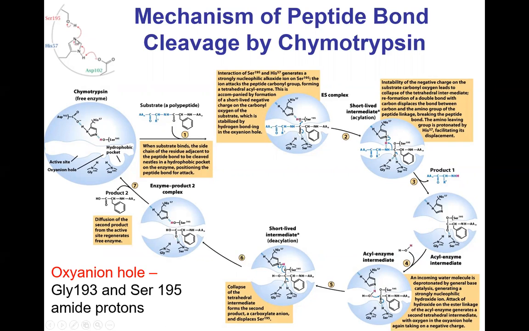And when you make that nitrogen more basic, it can actually pick up that proton from serine 195 and create a species like serine 195 in alkoxide form. So the function of this catalytic triad is to enhance the nucleophilicity of the serine 195 hydroxyl group. And that happens by increasing the basicity of that nitrogen with the assistance from aspartate 102. So what they're showing in the first step is that histidine 57 will pick up the proton.